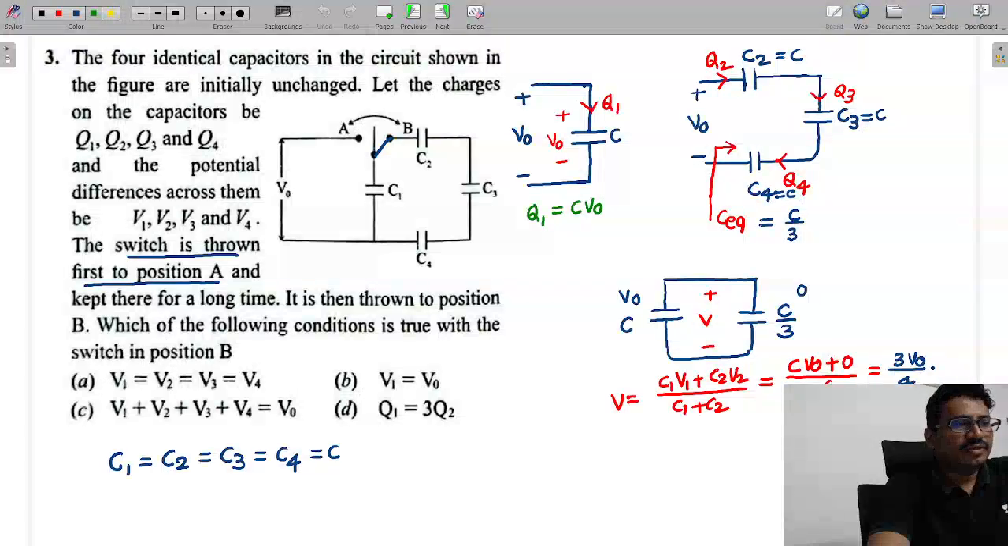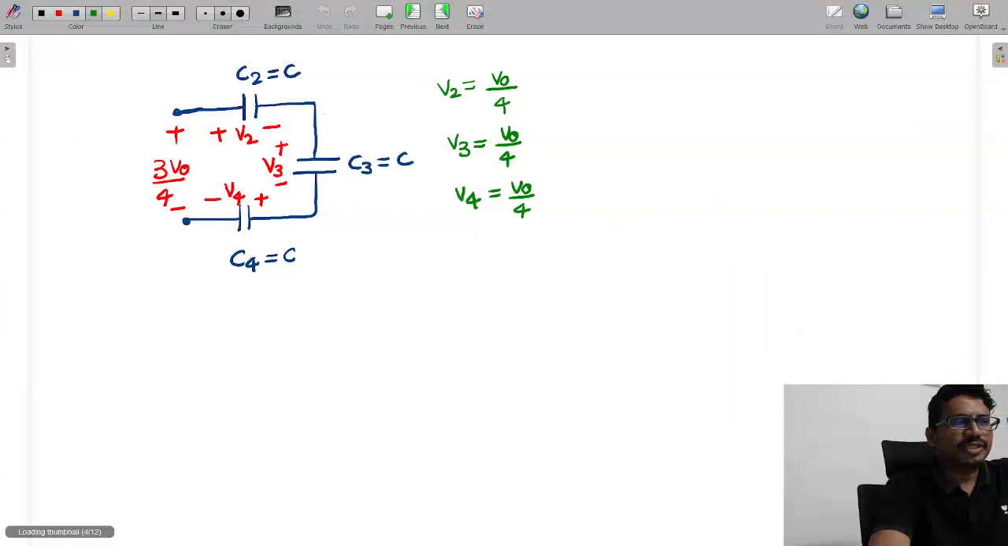But they have given these values for V1, V2, V3, and V4 is not equal to this here. V1 is not equal to this much. V1 is how much here? V1 is V0. So this first option is wrong. And V1 is the voltage across this first capacitance, and that should be given as what, tell me? V1 is equal to V0.